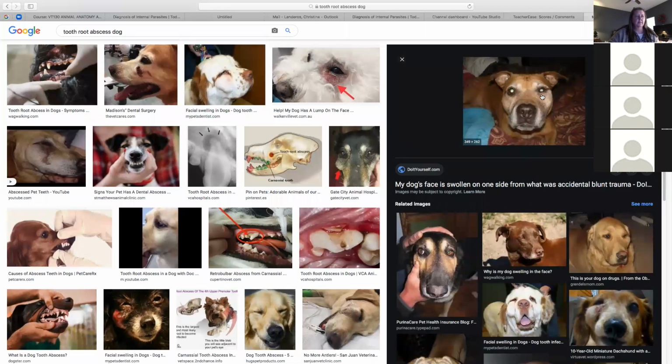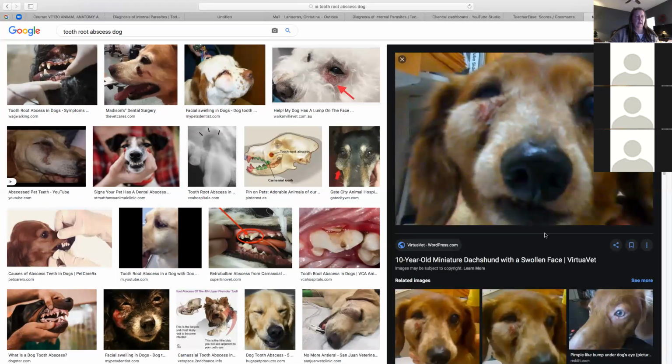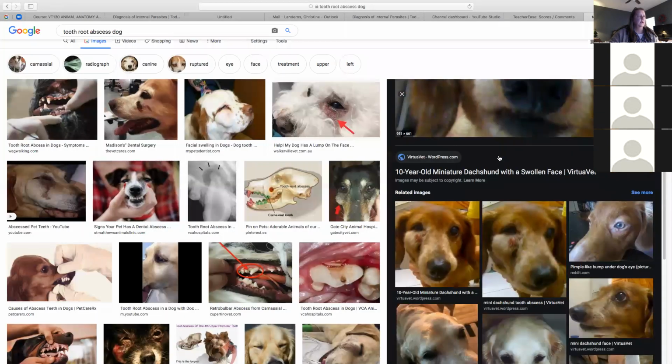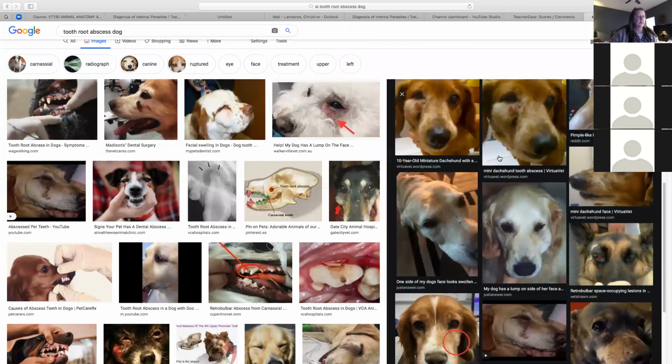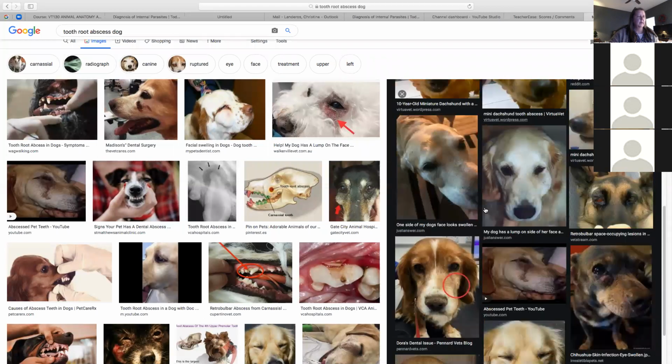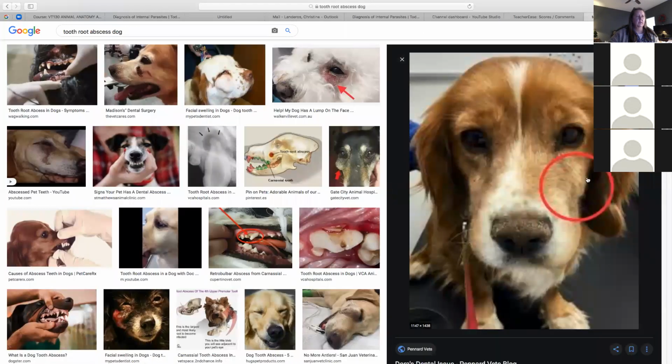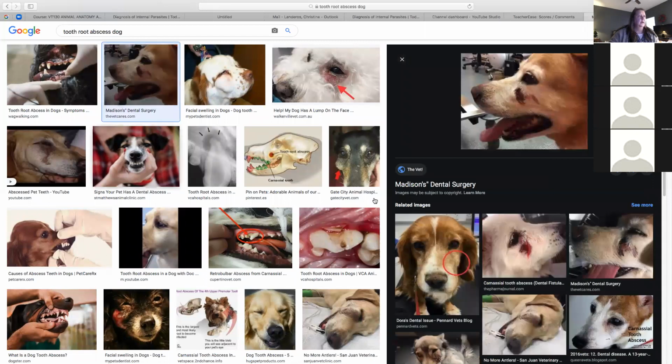See this? And sometimes they're like, I can't see my dog's eye. Look at this poor little guy, little dachshund. Okay, sorry, I don't know why it's not focusing on the image. But you can see sometimes it's minimal. Look in this dog, there's a swelling here. Sometimes the owner won't necessarily know that it was swollen, but what's going to happen is they've got what's called a tooth root abscess.